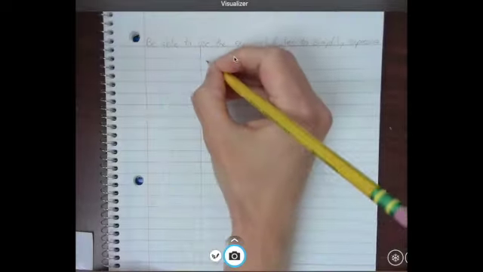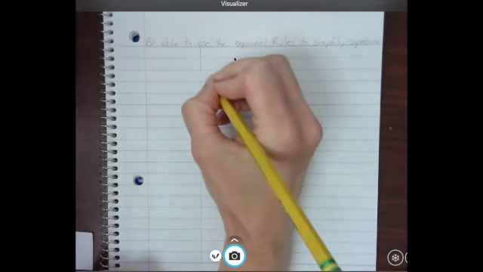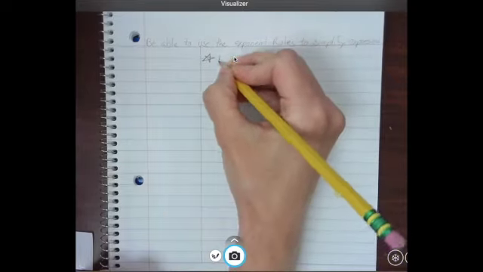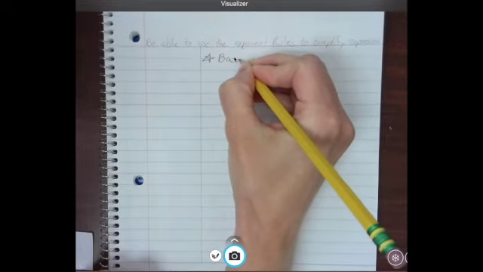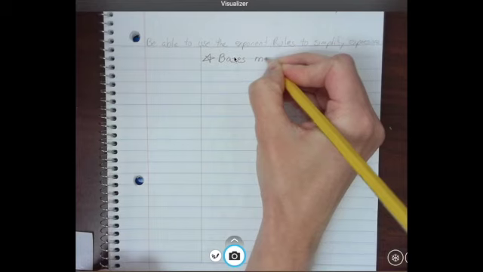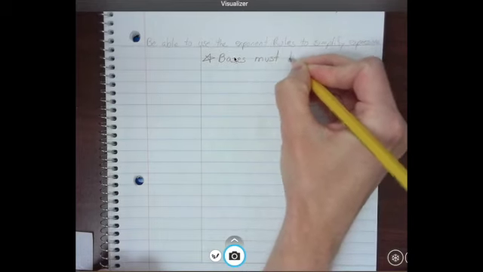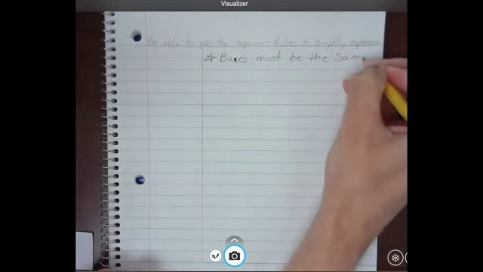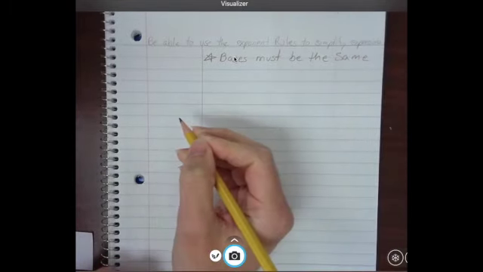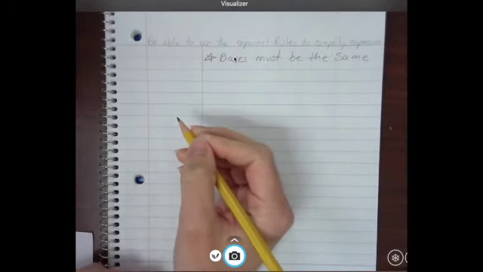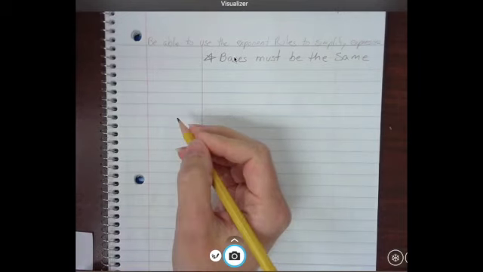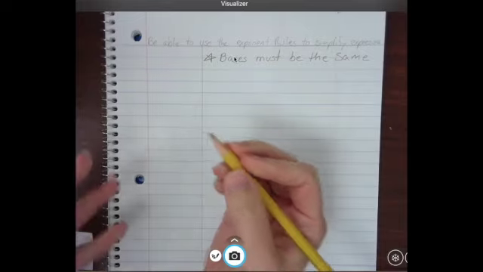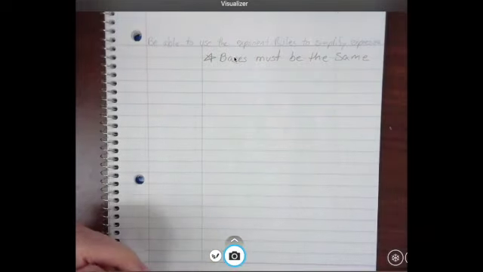The key here, and I'm going to star this, and you need to star it in your notes, okay? So star, star, star. Bases must be the same. And I did write it like on the line just to give it some emphasis because that is so, so important. I like to use x just because it's easy, but if you prefer a different variable, go ahead and use a different variable.